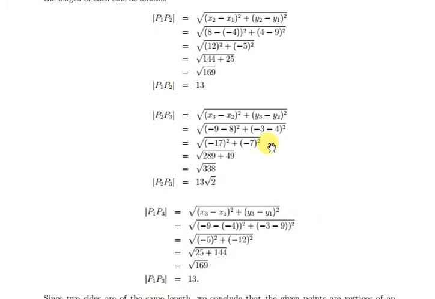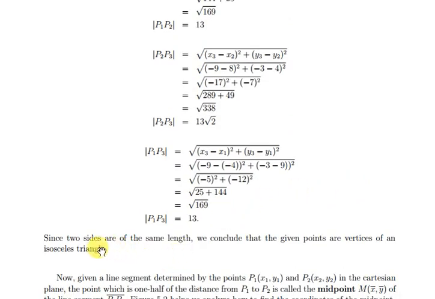Okay, in our computation, we get P sub 1, P sub 2, and P sub 1, P sub 3, which is equal. So if we have P sub 1 here, then P sub 2 and P sub 3, P sub 1, P sub 2 is 13, and P sub 1, P sub 3 is also 13. And P sub 2, P sub 3 is 13 square root of 2. Since two sides of the triangle are of the same length, we conclude that the given vertices form an isosceles triangle.